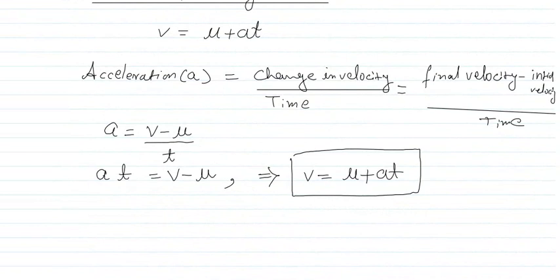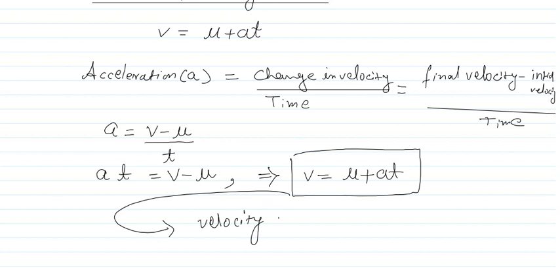So this equation just give that velocity acquired by a body in time t.